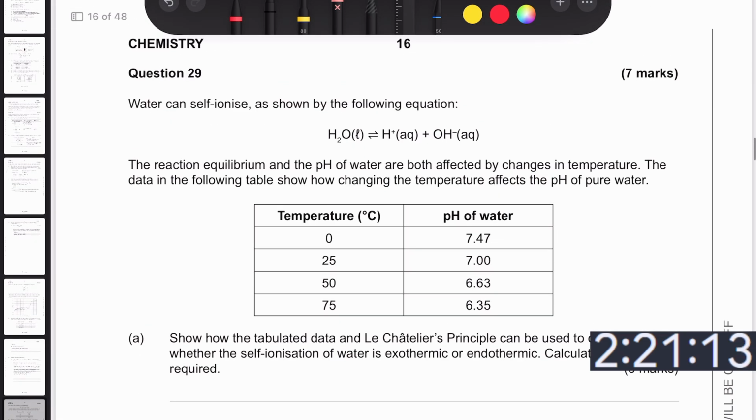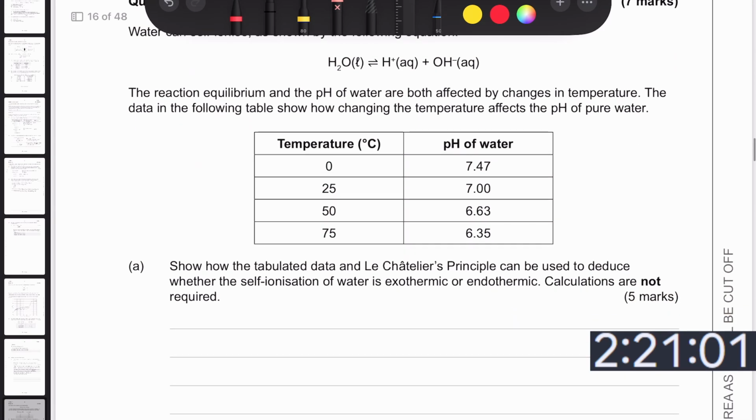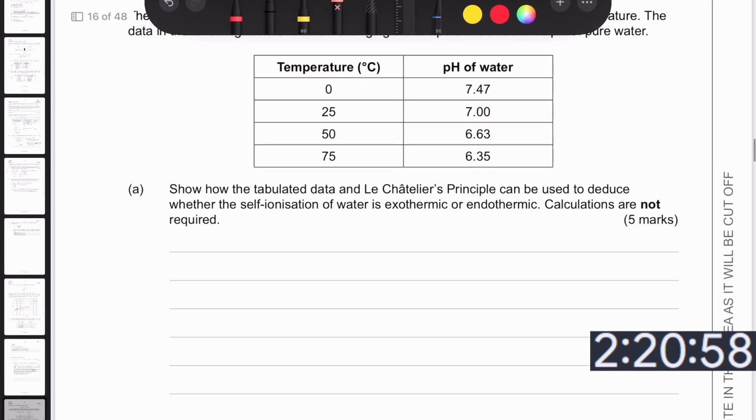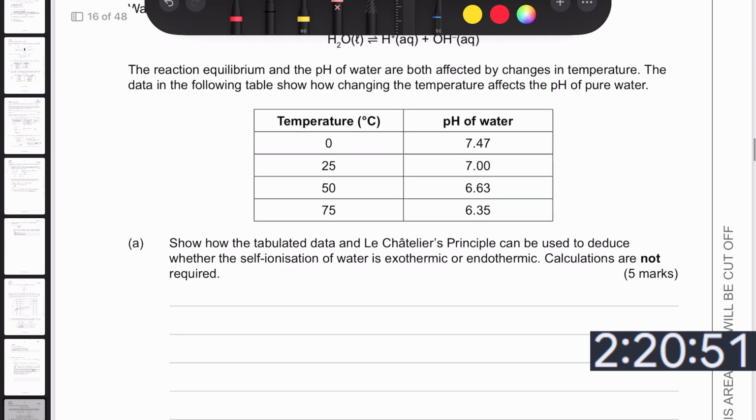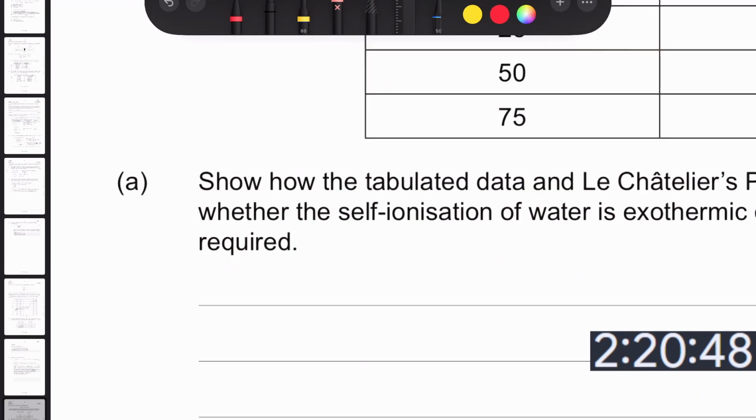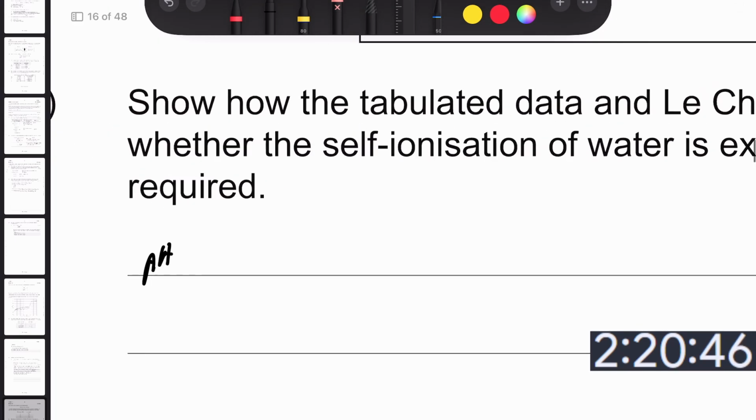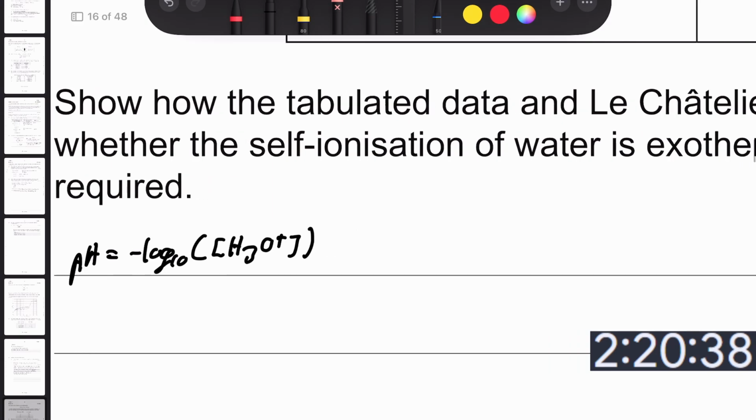Yep. Okay. Water can self-ionize, as shown in the following equation. The reaction equilibrium and the pH of water are both affected by changes in temperature. The data in the following table shows how changing the temperature affects the pH of pure water. Show how the tabulated data and Le Chatelier's principle can be used to deduce whether the self-ionization is exothermic or endothermic. Calculations are not required. Then pH, we'll do this. So pH is equal to negative log 10 of H3O plus ions.